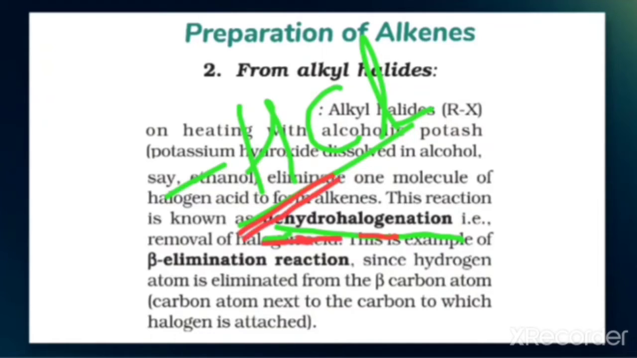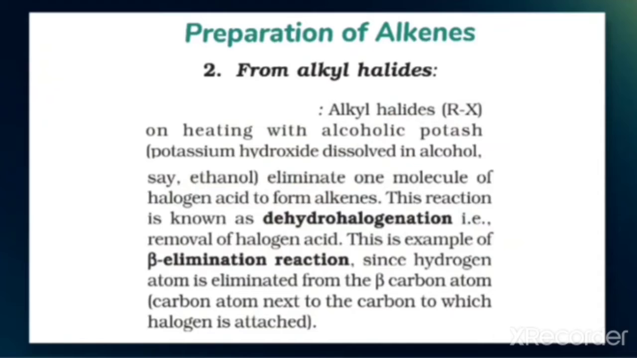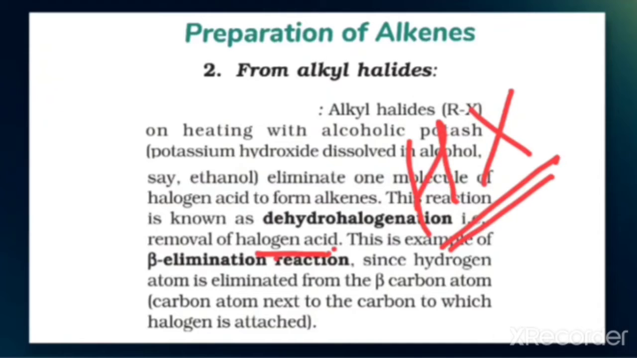You can see HCl is a molecule which is eliminated from this. So hydrogen is also removed and halogen is also removed. That's why this is called dehydrohalogenation reaction, that is, the removal of halogen acid. The reaction in which removal of halogen acid takes place, halogen acid being in general HX, and which results in the formation of alkene, is called a dehydrohalogenation reaction.